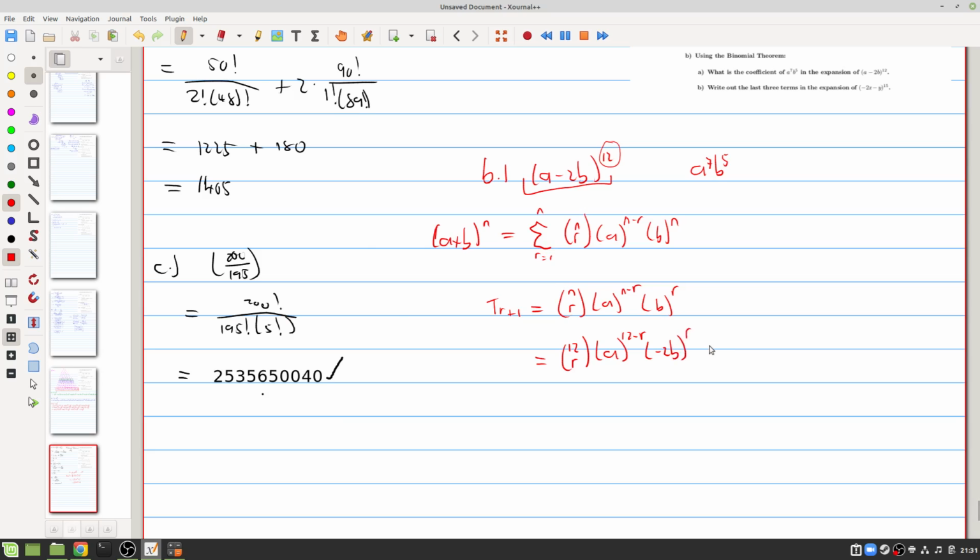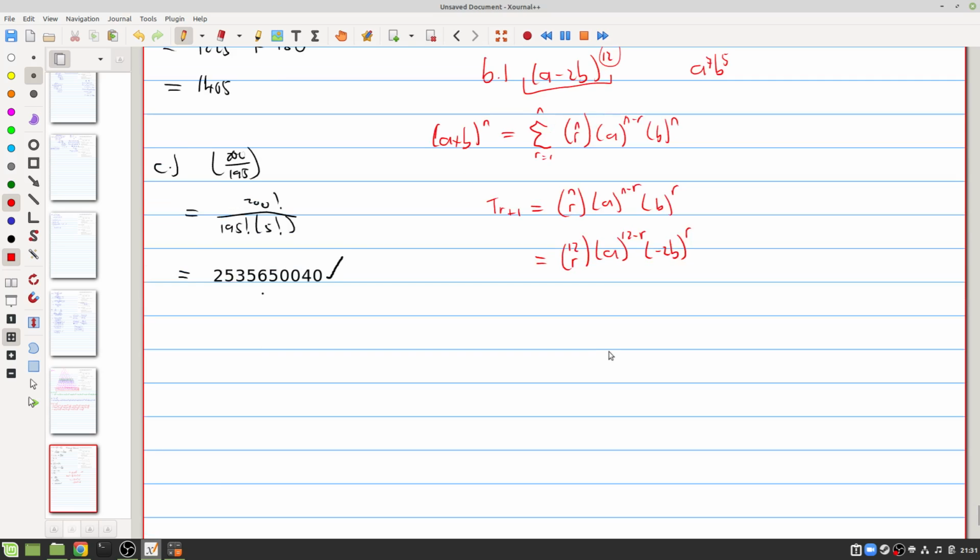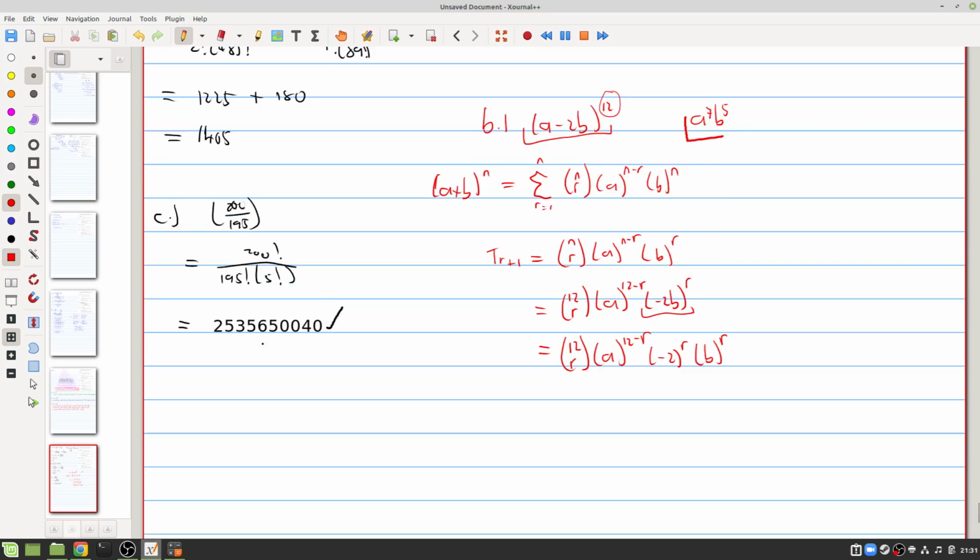Okay. So now we can see a must be to the power 7. So that's pretty straightforward there. But let's just show you what the normal way is for more difficult questions. So we keep the a's already separated, so we can just leave that as 12 minus r. This we want to separate in case they ask us just for a b something. So we're going to split that up into negative 2 to the power r as well as b to the power r. Okay, great.